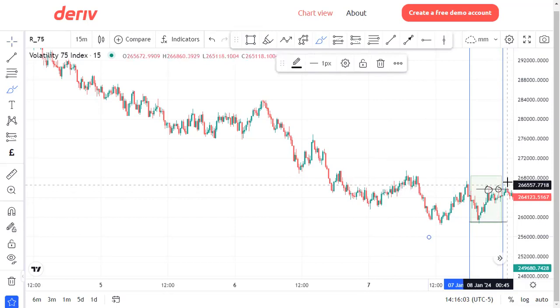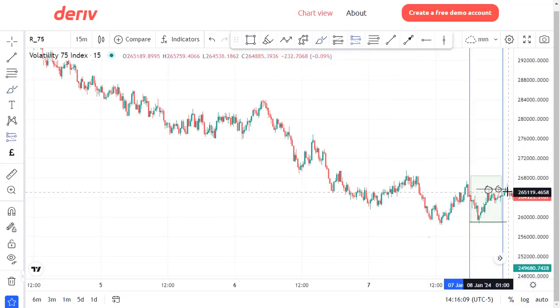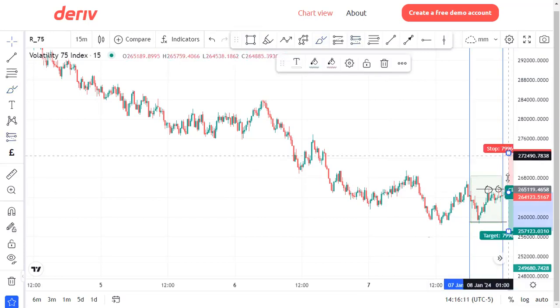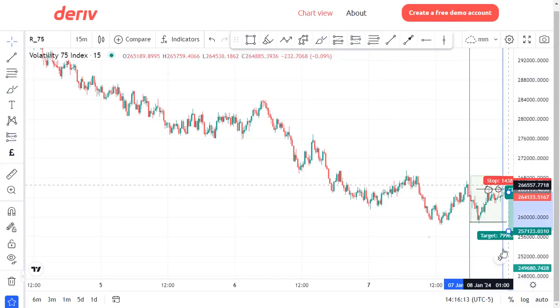Then the market took out the high, it went back in. So I'm selling. I don't think about it. I wait for the candle to close. I sell, put my stop loss at the top. I target the next high.